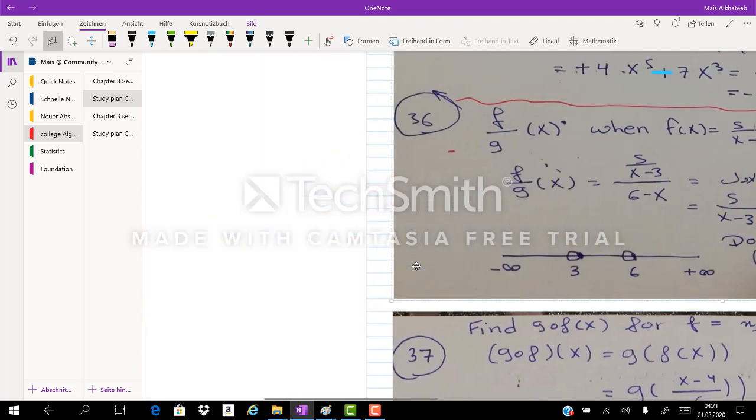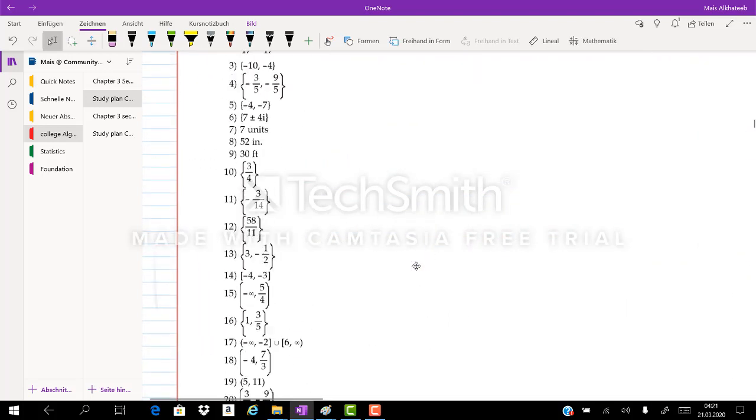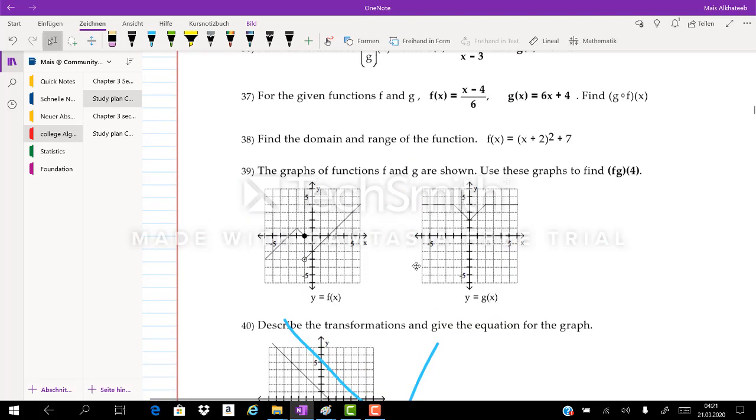Now, the next question will be on composition of functions. Okay, they ask to find, for given f(x) equals x minus 4 over 6 and g(x) equals 6x plus 4, find g of f(x).